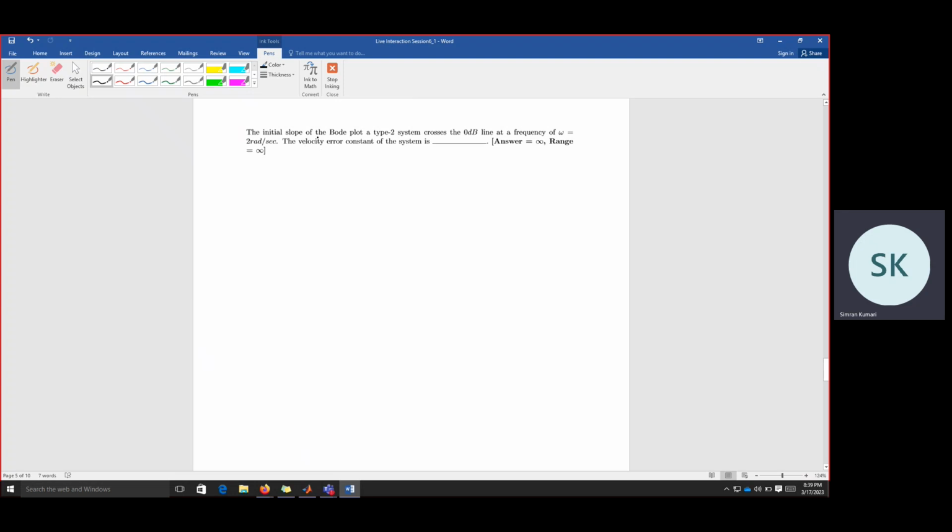Now it says the initial slope of the Bode plot of a type 2 system. Okay, so this is a type 2 system. What would be the transfer function form? This will be the numerator polynomial by the denominator polynomial times s square, so two poles at the origin, or you can say two integrators. It crosses the 0 dB line at frequency omega equal to 2 radian per second. So find the velocity error constant of this system.